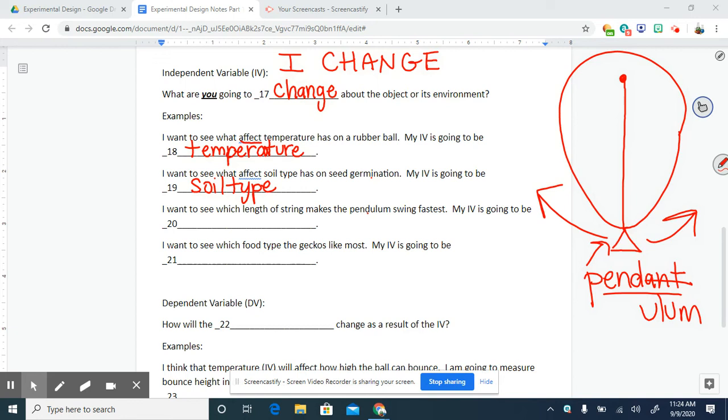So I want to know which length of string makes the pendulum swing fastest. So what's the thing that I'm changing? I'm changing the length of the string. So that's my IV. Number 21, I want to see which food type the geckos like most. My IV is going to be, so what's the thing that I'm changing? Well, it's the food I'm offering them. So food type is going to be my IV. All right, pause it if you need to get something written down, but I'm clearing it and moving on.